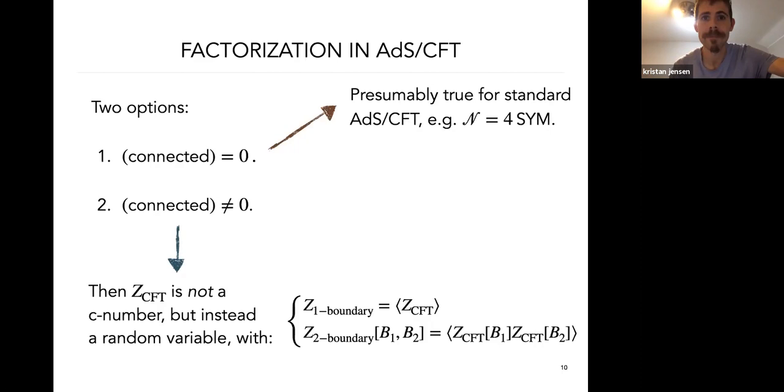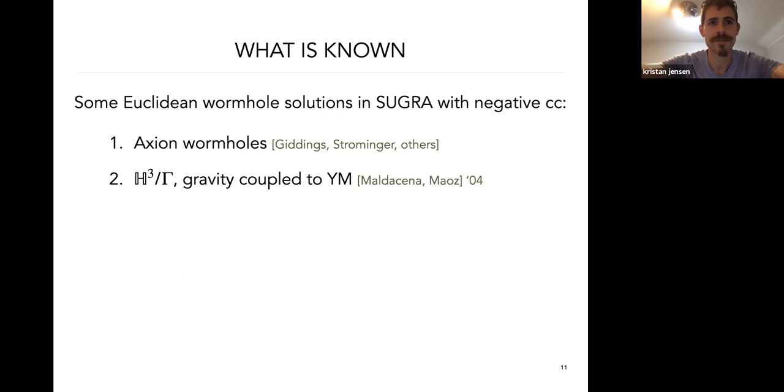So there are known such solutions in supergravity with negative cosmological constant. I imagine this is one of the things that Kim Yong worked on in a past life. Many of these configurations fall under the name of axion wormholes, originally introduced in some work of Giddings and Strominger and many others back in the 80s, in which one studies Einstein-Yang-Mills coupled to a massless scalar, called an axion.